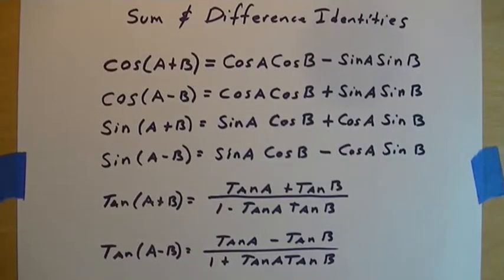Okay, this is a quick video about the sum and difference identities. There's a sum and difference for cosine, sine, and tangent, and I'm just laying them out for you. Here they are.